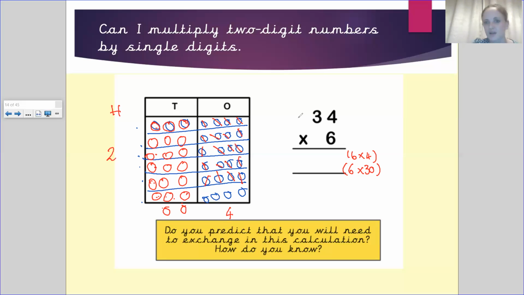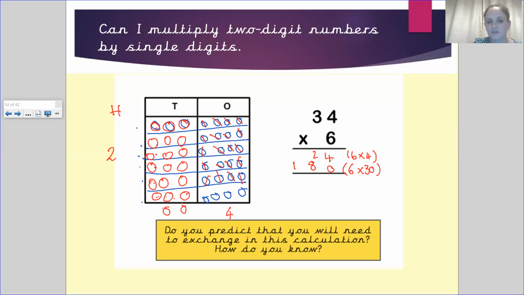So let's double check our answer using this method. 6 times 4 is 6, 12, 18, 24, so I'm going to write 24. And 6 times 30 is the same as 6 times 3, which is 18. 6, 12, 18. It's 180.